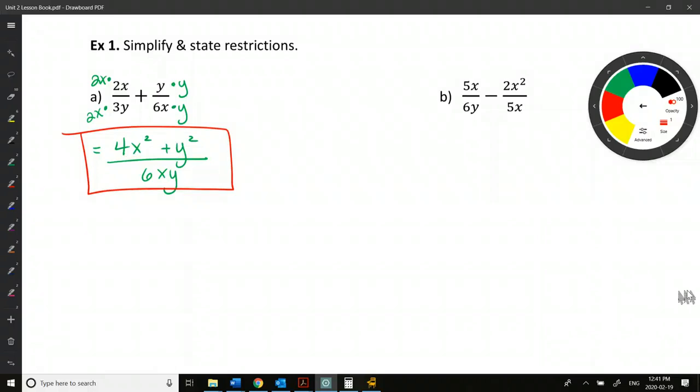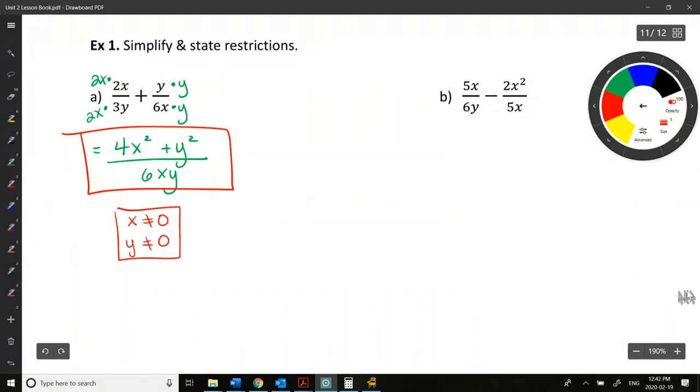Okay, restrictions. Any variable that's in the denominator at any time needs to be restricted. So x cannot equal, Martez? 0. 0, and y cannot equal? 0. Beautiful. Okay.